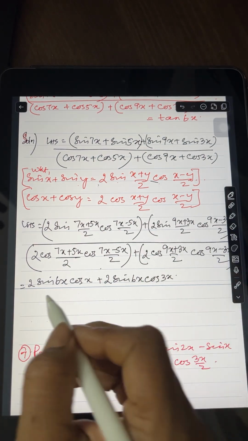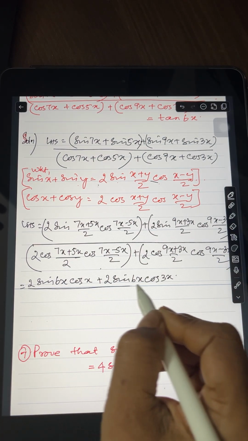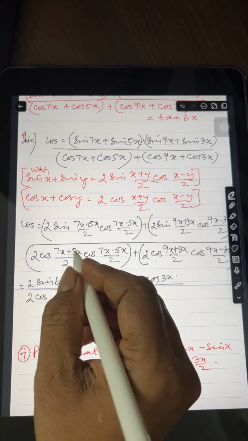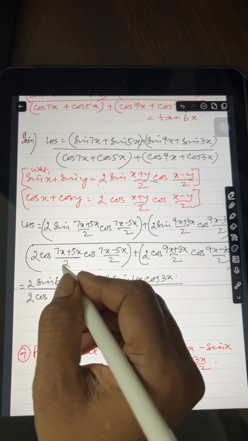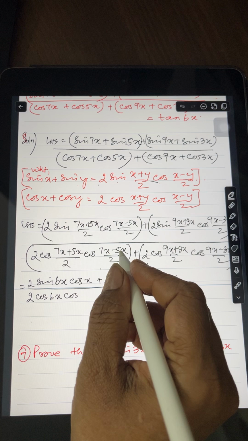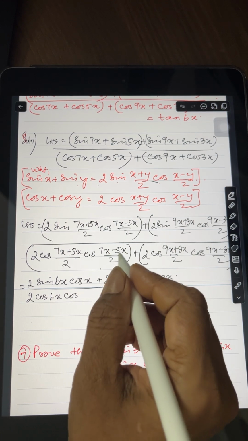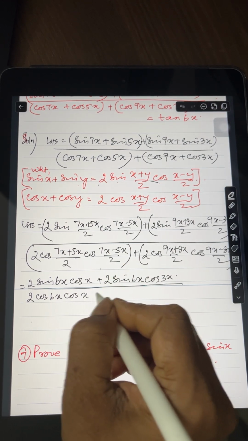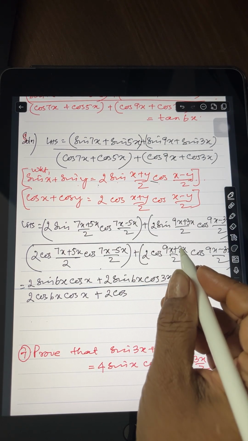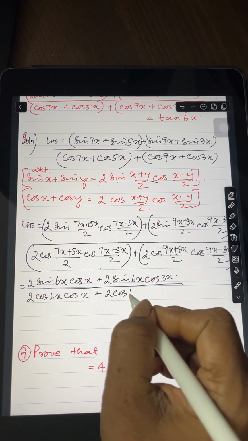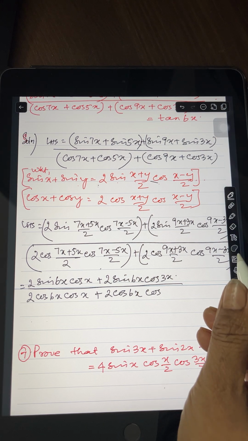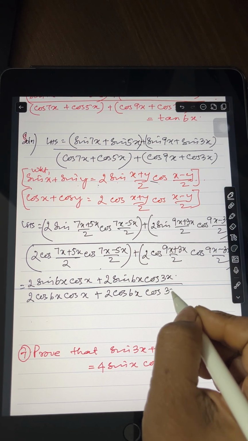The bracket is not required. Now in the denominator, 2 cos of 7x plus 5x is 12x, by 2 is 6x. Cos of 7x minus 5x is 2x, by 2 is x. Plus 2 cos of 9x plus 3x is 12x, by 2 is 6x. Cos again of 9x minus 3x is 6x, by 2 is 3x.